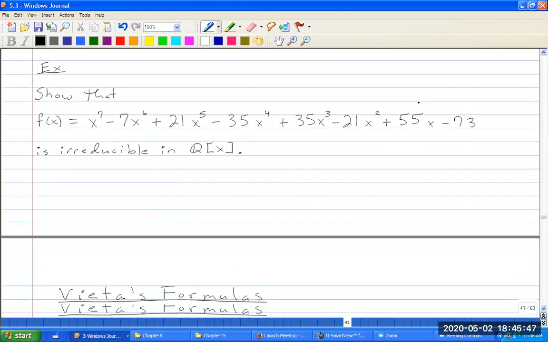So let's do this one. I want to show that x to the 7 minus 7x to the 6 plus 21x to the 5th minus 35x to the 4th plus 35x to the 3rd minus 21x squared plus 55x minus 73 is irreducible over the integers.